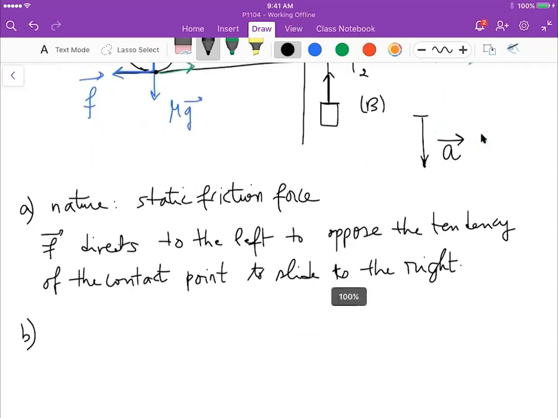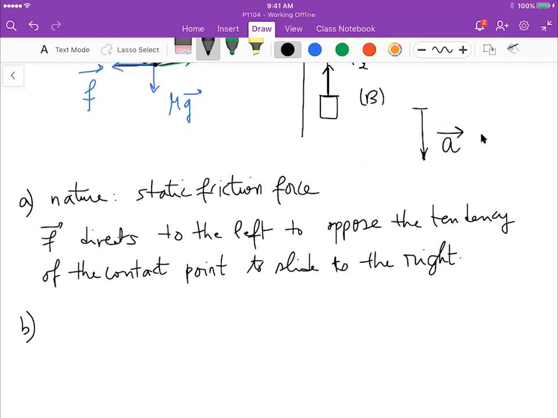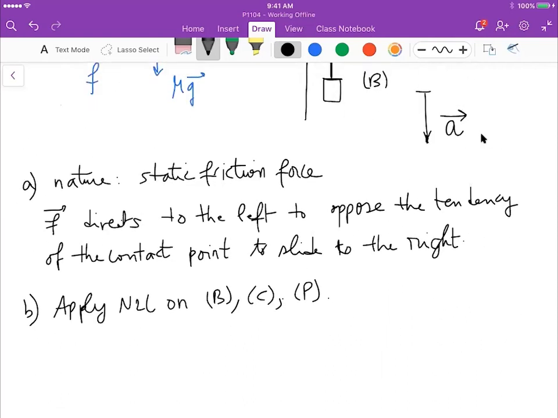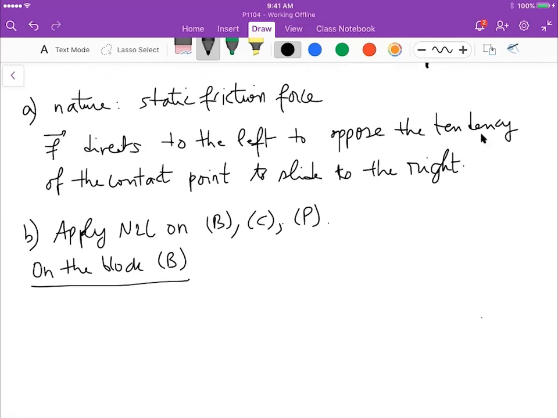Okay. First of all, let's start with the block. In order to determine A, we need to apply Newton's second law on the block B, on the cylinder C, as well as on the pulley P. So let's start first with the block. On the block, what do we have? I will draw it here on the side.